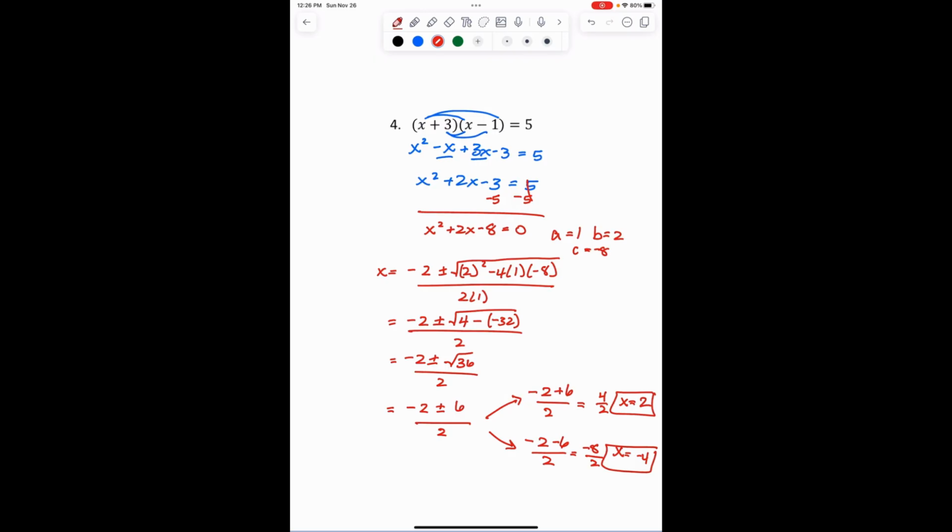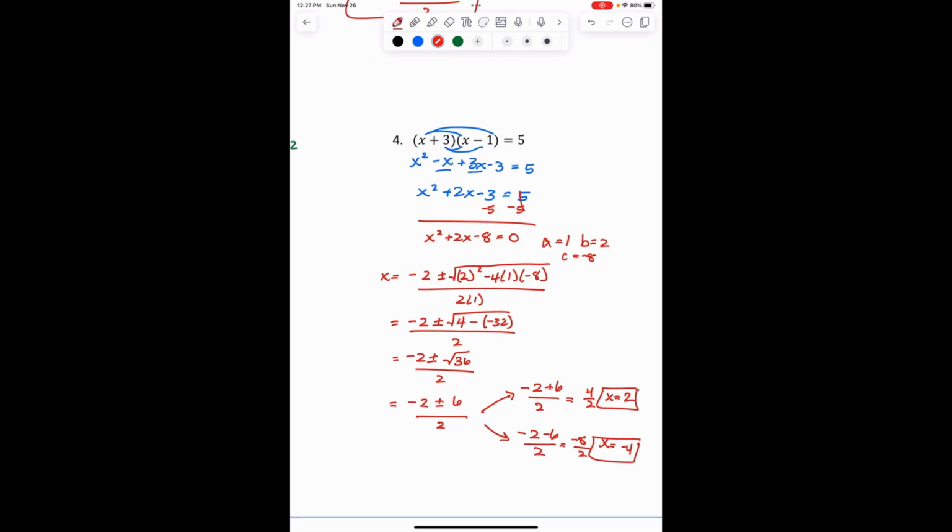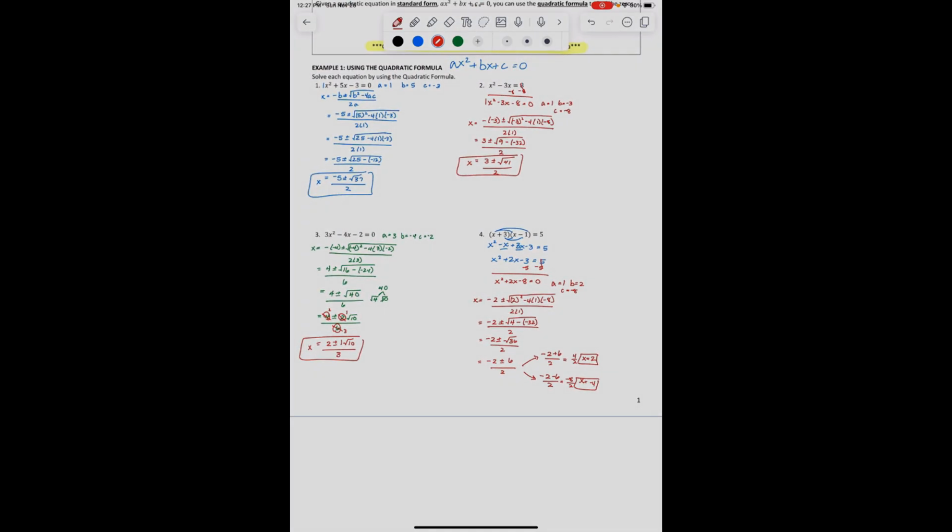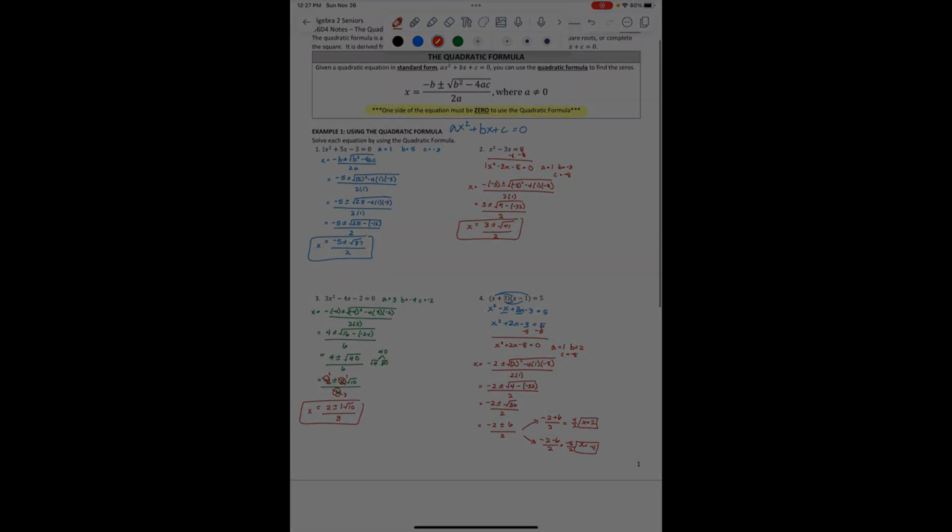Okay, so sometimes it will work out to where you can just get whole numbers like that, integers. If that's the case, that means it could have been factored in the beginning. But that's what we're working with, the quadratic formula. Okay, so try out that stuff. Let us know if you have any questions on the homework.